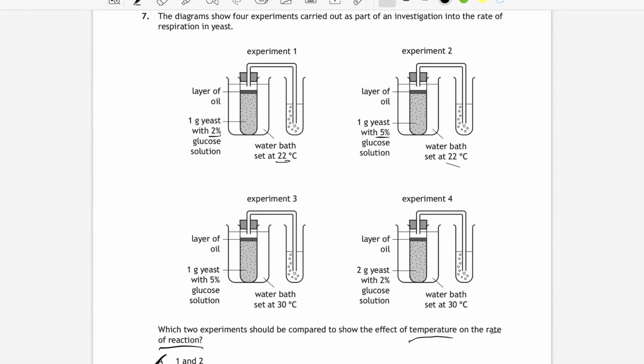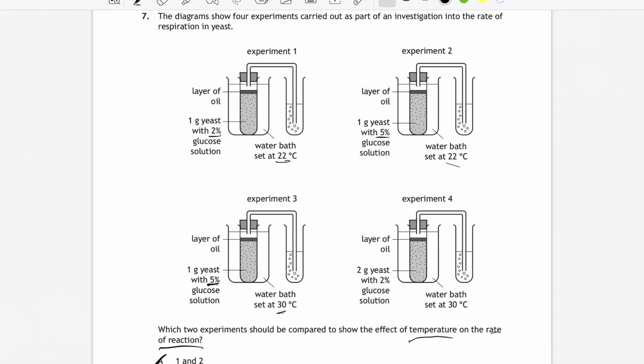So let's have a look at answer B. So we've got 1 and 3. So again, we've got 22 degrees Celsius in experiment 1, and we've got 30 degrees. Oh yes, fantastic. We've got a difference in temperature. But unfortunately, we've actually got a difference in the glucose solution also, with a 5% in experiment 3. When it comes to this sort of experiment, we want to always make sure that we're only changing one variable when we're trying to compare here.